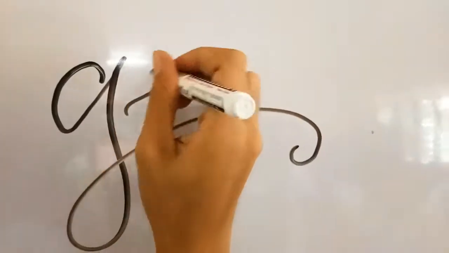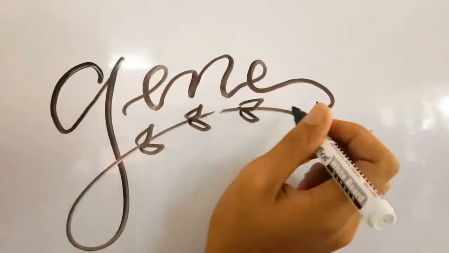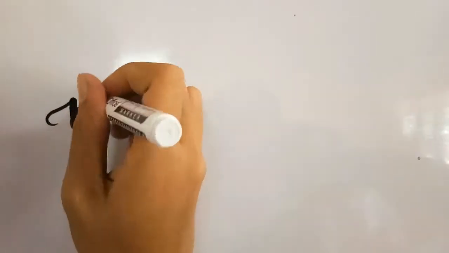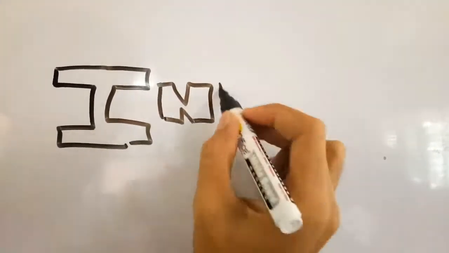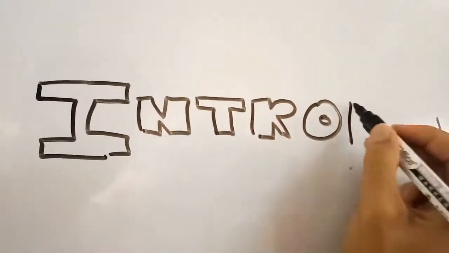Exon, coding region of eukaryotic gene, parts of the gene that are expressed. Gene, a length of DNA made up of a number of codons, codes for specific proteins. Intron, non-coding region of a gene that separates exons.